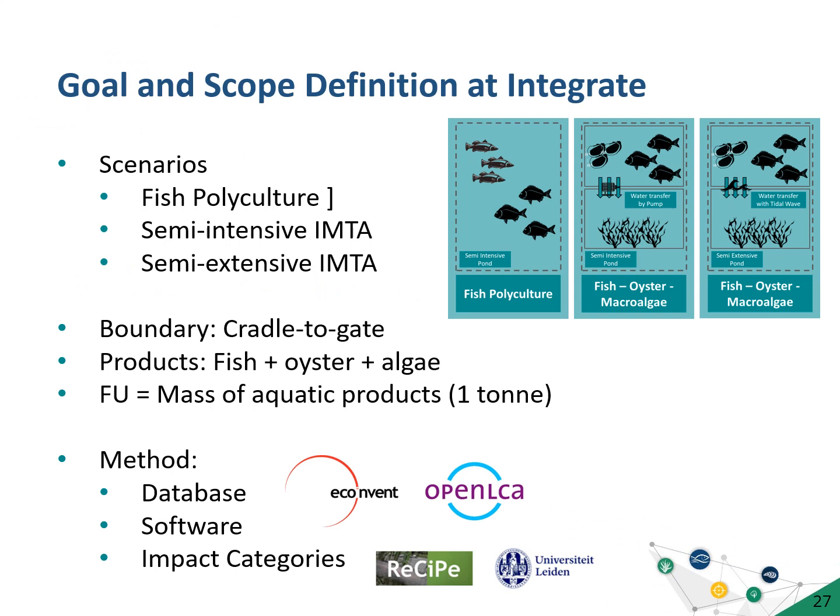In the Integrate project, we analyzed three different scenarios: the fish polyculture, the semi-intensive and the semi-extensive IMTA. The boundary was the product harvesting, which represents the production of fish, oyster, and algae only, without the final packaging, transportation, selling, and consumption. The functional unit was 1 ton of aquatic product with the impact allocated by mass. And we used the EcoInvent database in the OpenLCA software and some ReCiPe impact categories.